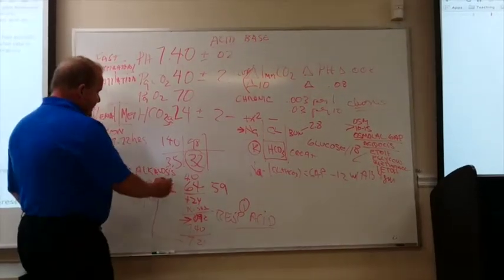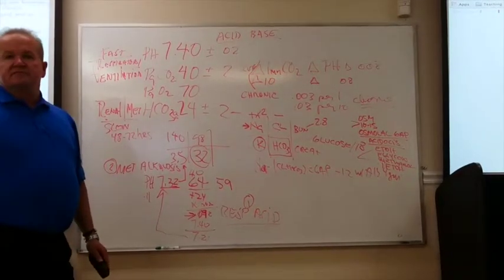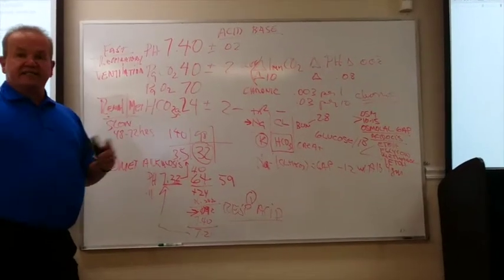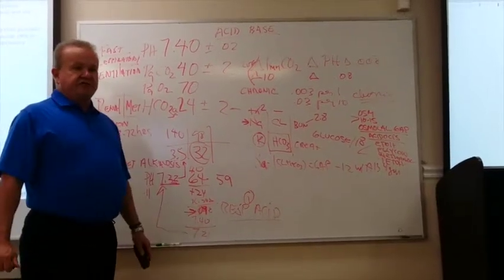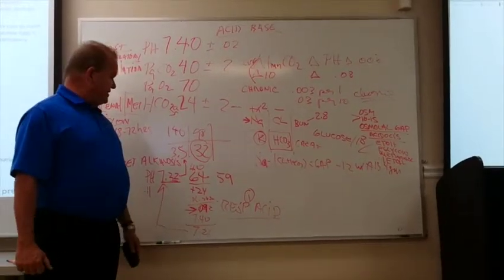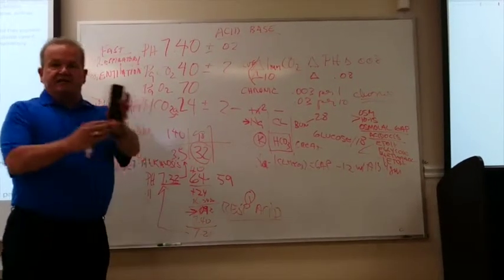And what I want you to realize is that this potassium is actually a little lower than 3.5. Why? Because we're acidotic, so the potassium shifts out. So it's probably 3.2, 3.3, and you better act upon that real quickly. Any questions?